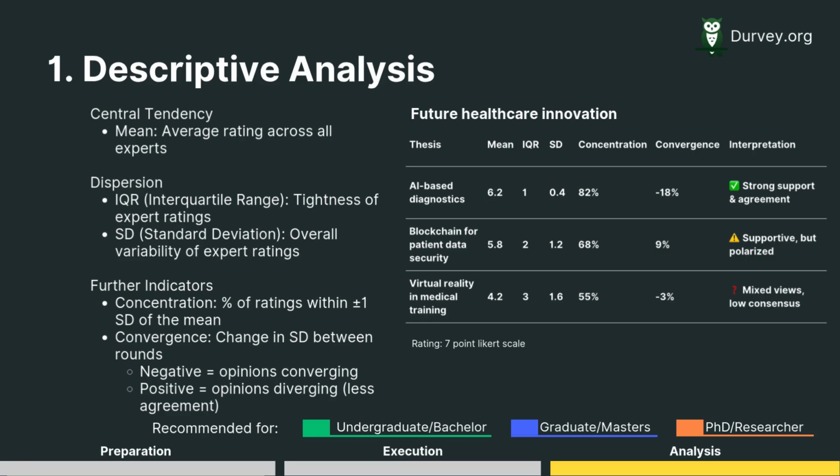3. Virtual reality. Moderate mean, SD 1.6. Concentration 55%. Convergence minus 3%. Ratings for virtual reality are moderate, with wide variation across responses. Participants don't yet agree on its importance, and only a slight move toward consensus is visible. This pattern suggests that virtual reality is still emerging and somewhat speculative.